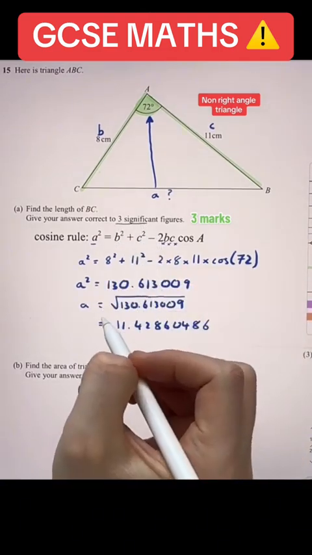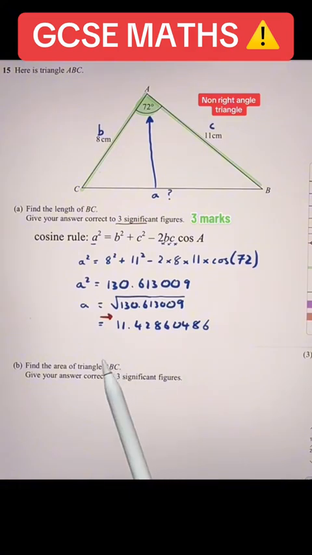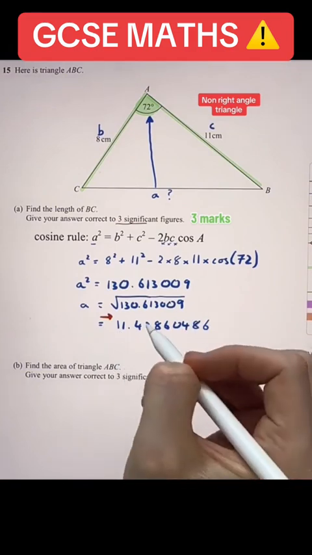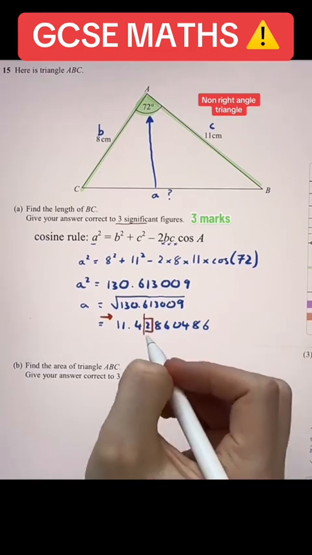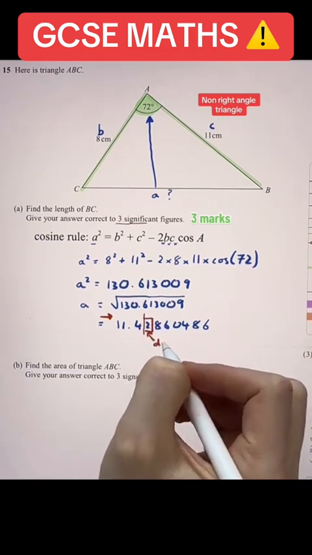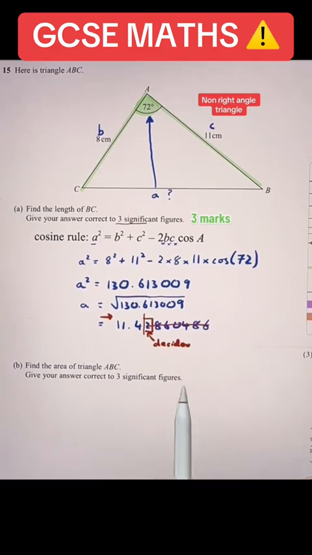Three distinct figures means I start from the left and I count from the first non-zero digit from the left. Our first non-zero digit from the left is number 1. Once you start counting, you don't stop. So that's my first distinct figure. That's my second. That's my third. As I round to the 3 distinct figures, I now stop and draw a line to the right. The one to the right is called my decider. Is that 5 or more? In this case, no. So therefore, I'm going to round down. So my final answer, correct to 3 distinct figures, is 11.4.